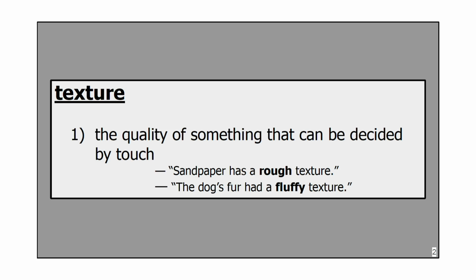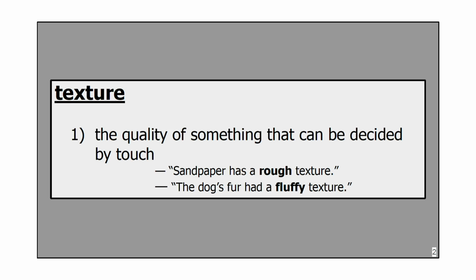Here is an example of this definition in a sentence. Sandpaper has a rough texture. In this sentence, the word rough describes the quality of the sandpaper. But why do we describe the sandpaper as rough? Because usually, when we rub our fingertips across sandpaper, the quality, or the tactile experience, is rough. When we use the word tactile, that just means as related to touch.